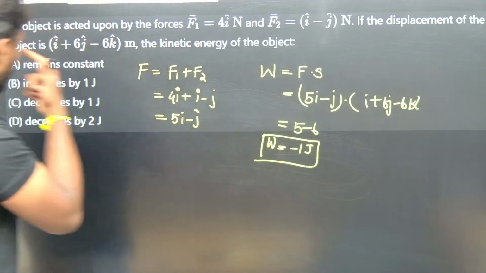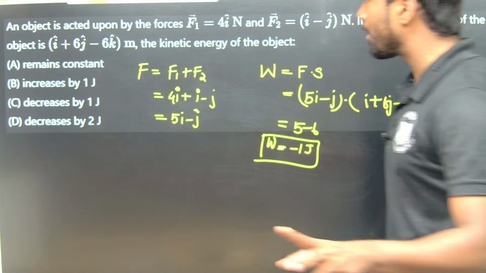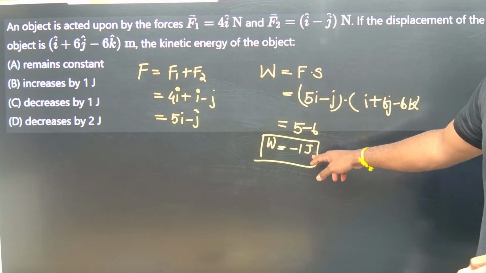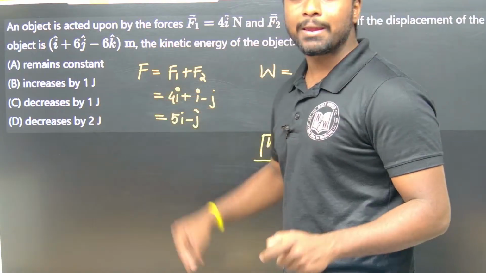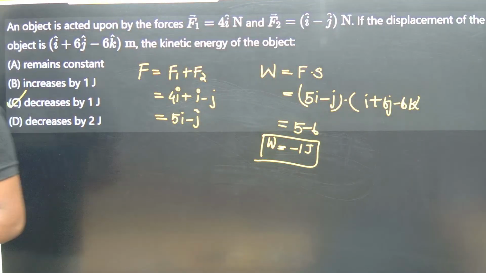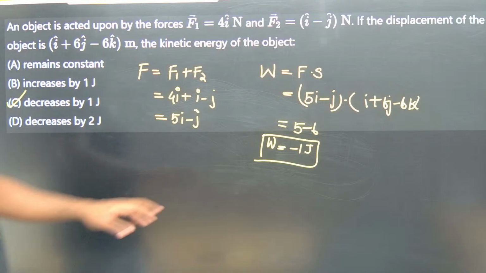Now see the options they are asking: it remains constant, or increases by 1 joule, or decreases by 1 joule, or decreases by 2 joule. So it is minus 1, no, so it decreases by 1 joule. Answer is option C, it has decreased by 1 joule. So can we see one more question now?